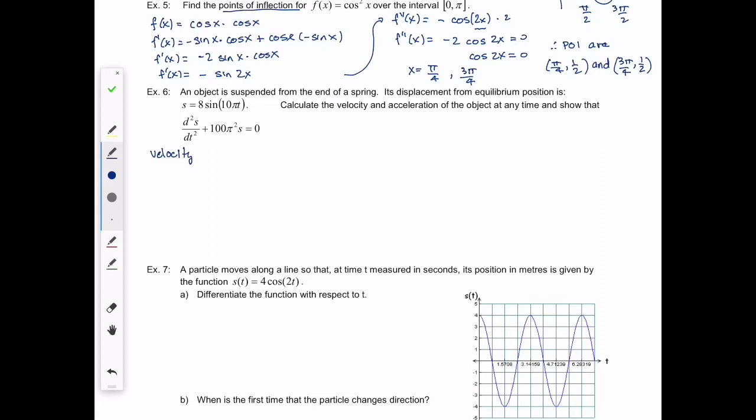So what I'm going to do is calculate the velocity, and we know that s prime of t will give us the velocity. 8 is treated as a constant. So if I take the derivative of sine of x, we know it's going to be cos of x, but it's not x, we're talking about 10 pi t. Then I take the derivative of 10 pi t, so it's going to be times 10 pi.